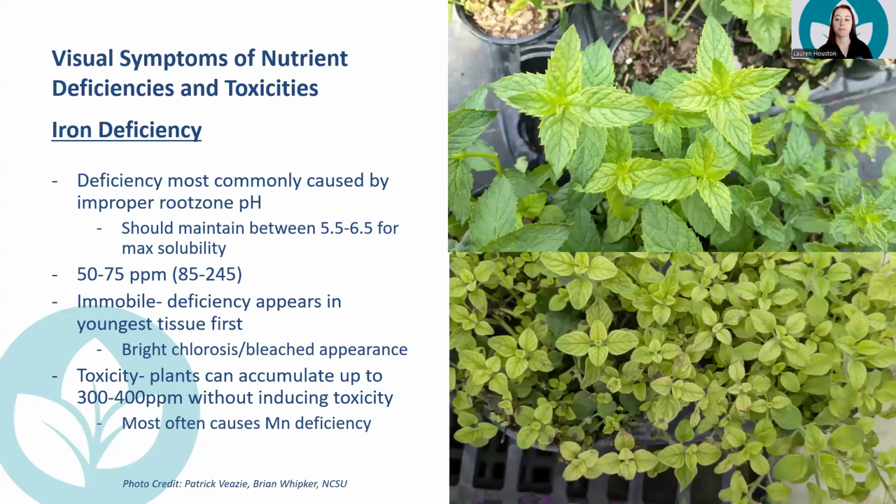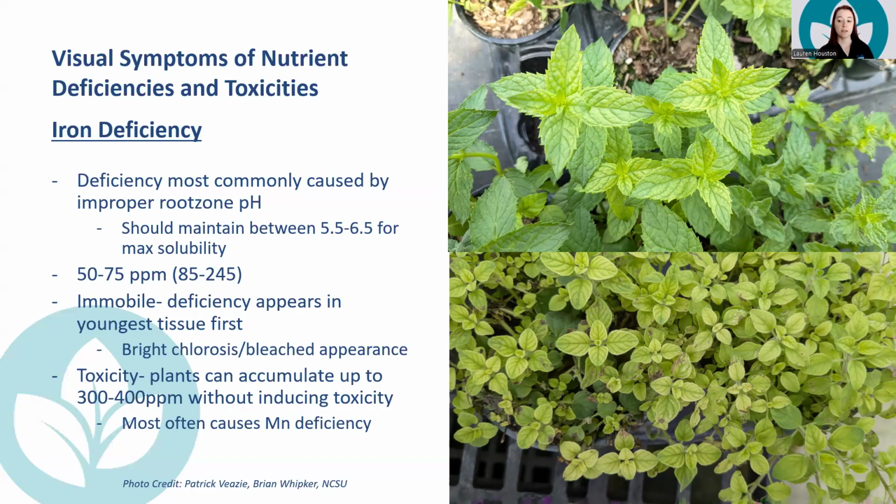Now let's look at the specific deficiency and toxicity symptoms of each micronutrient. Iron is the most common micronutrient deficiency in CEA crops. Most of the time, iron deficiency is caused by improper root zone or solution pH, which causes the iron to be insoluble and not available for plant uptake. Because iron is immobile in plant tissues, deficiency symptoms typically appear in the younger tissues first, and this presents as a lime green, almost bleached appearance to those younger tissues.